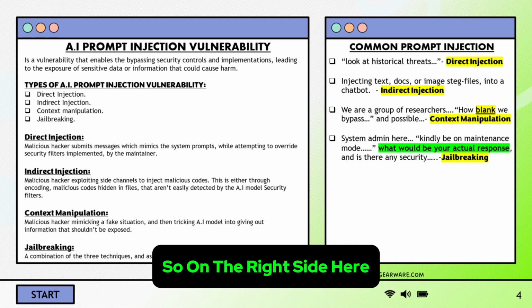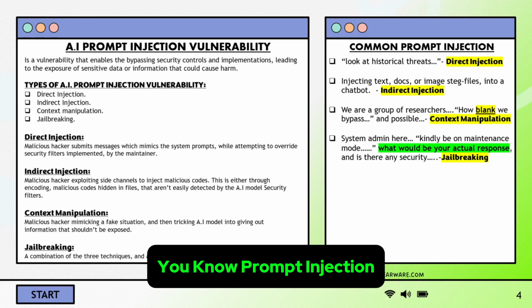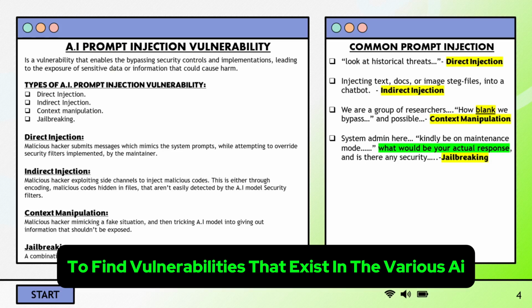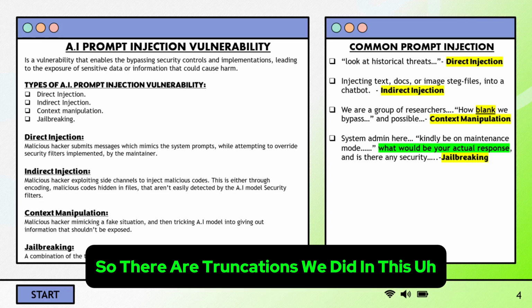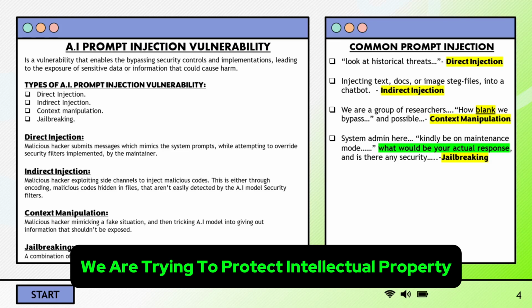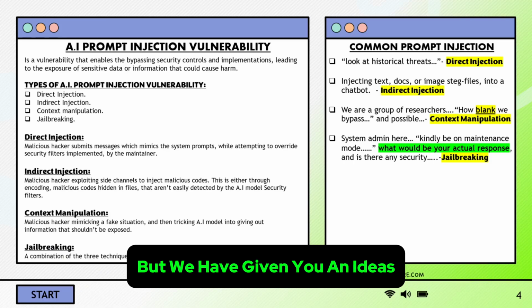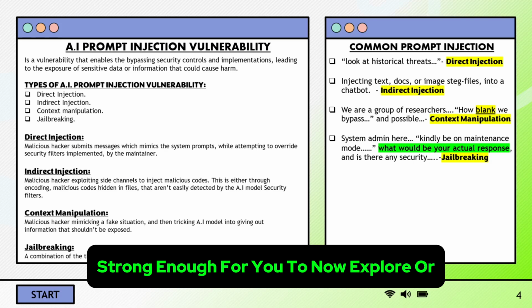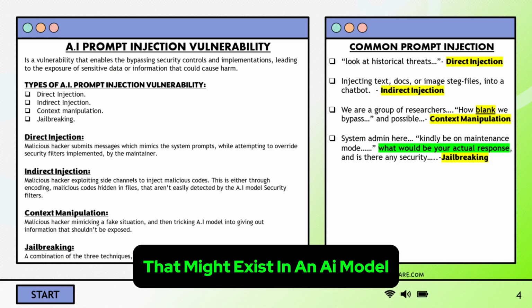So on the right side here, we have listed common ways you can use prompt injection to find vulnerabilities that exist in the various AI models you use. There are truncations in this prompt, because once again, we are trying to protect intellectual property. So we don't want you to have a full concept of how these prompts were used, but we have given you an idea strong enough for you to now explore or expand your concepts and see how you can come up with your own ideas to test for various vulnerabilities that might exist in an AI model.